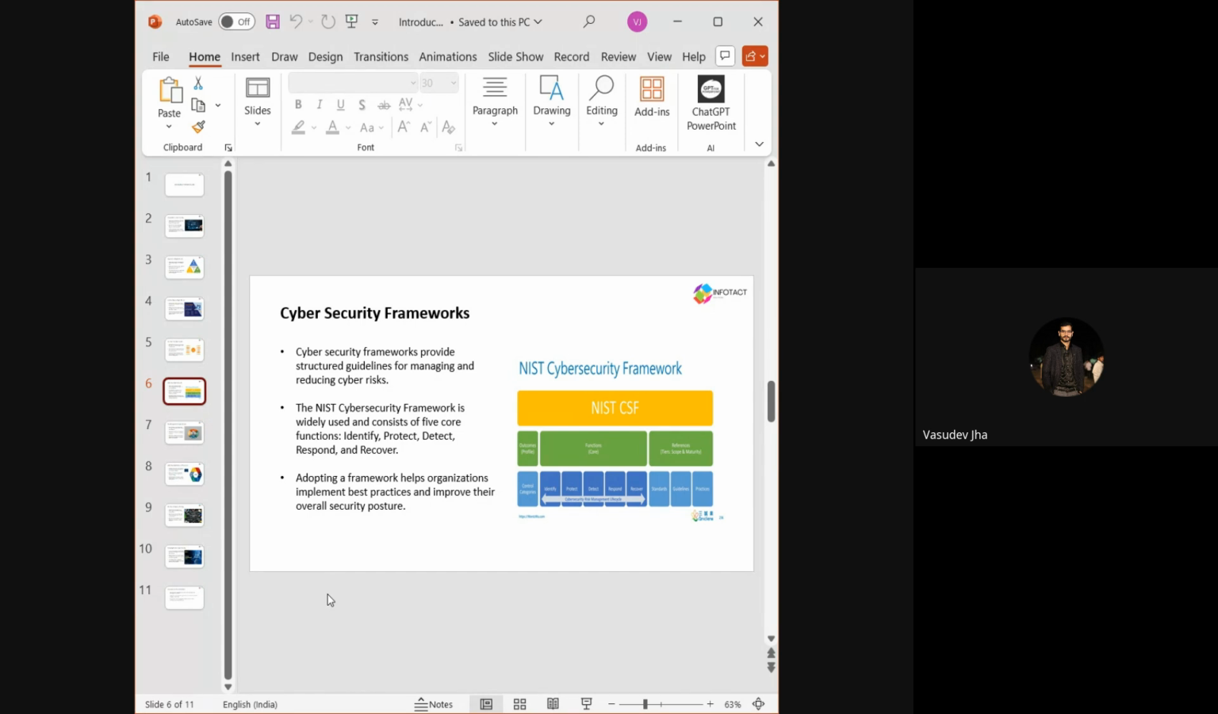Now, why this framework? Because adopting a framework helps the organization to implement best practices and improve its overall security posture.